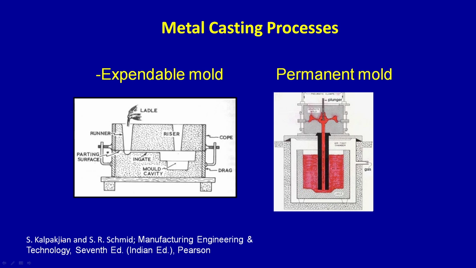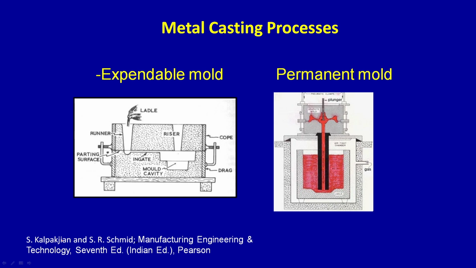So, there are two important metal casting processes. One is called expendable mold, the other is called permanent mold. You must have understood mold means the cavity where you want to create the 3-dimensional shape, right. Expendable means you can use it one time and after that you simply destroy it and get the casting out of the mold. That is basically typical sand mold casting. You can use sand to create a cavity and then cast it.